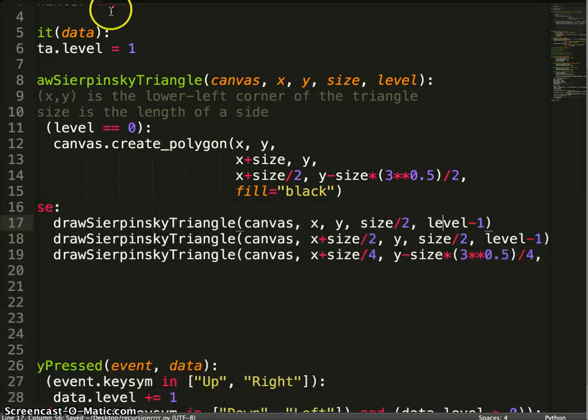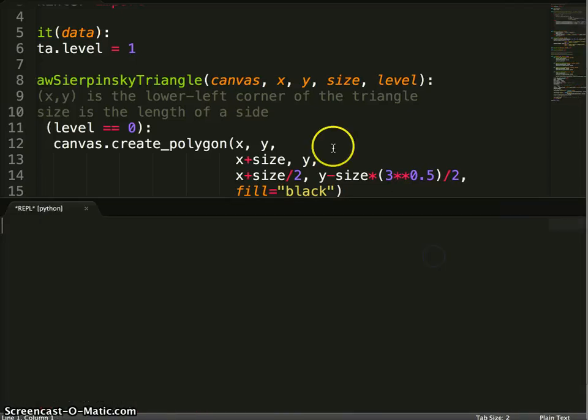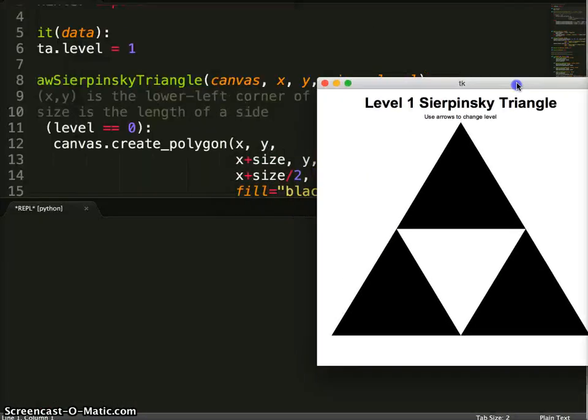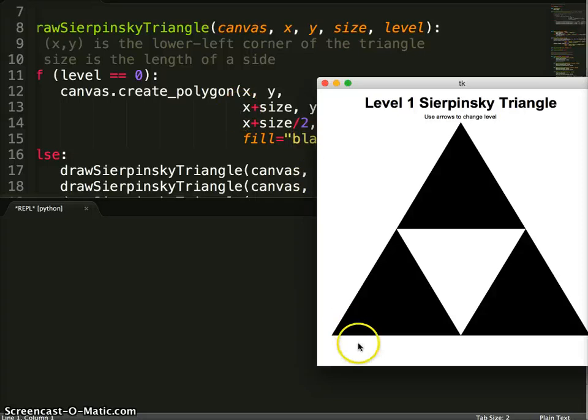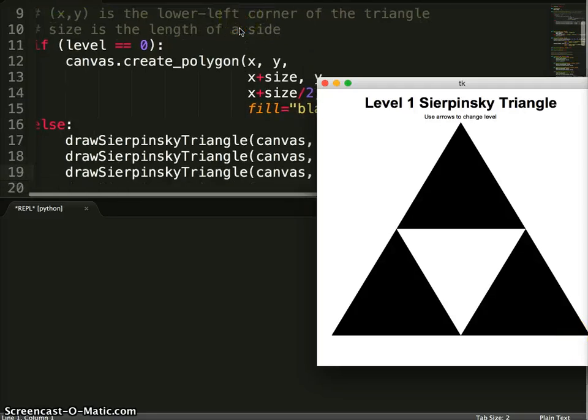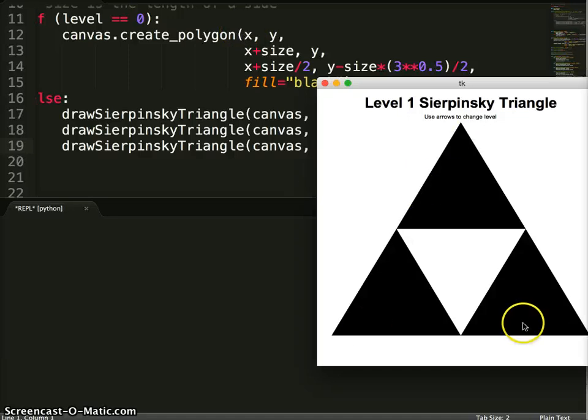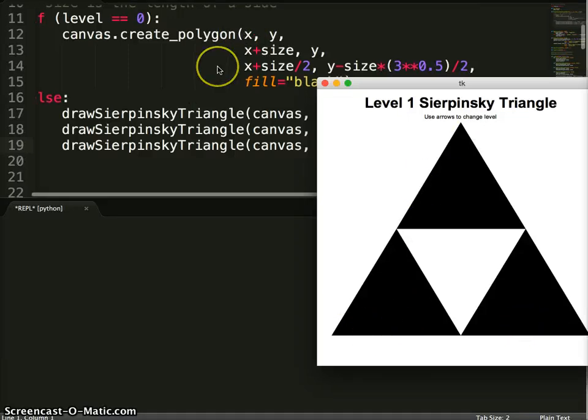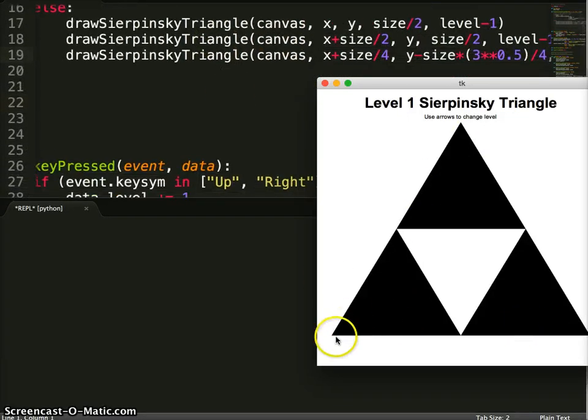So let me open up Sierpinsky. Basically we call the function with x, y coordinates down here, and we say that the size is the length of the entire bottom side of the triangle. So to draw a Sierpinsky's triangle this big, I basically need to first draw a Sierpinsky's triangle on x, y, but size divided by 2, which will draw this triangle. Then I decrease my level by 1. So that'll take care of the bottom left triangle.